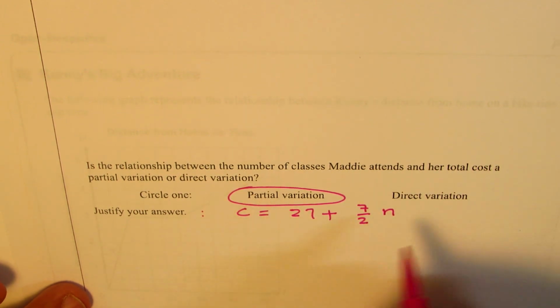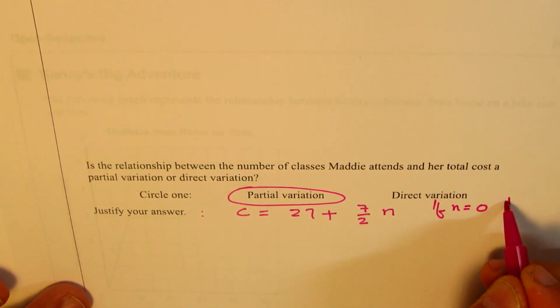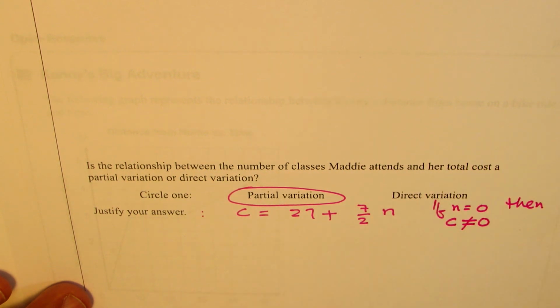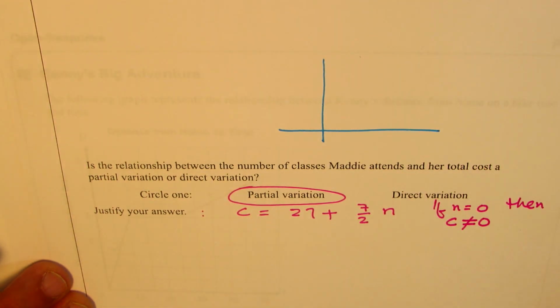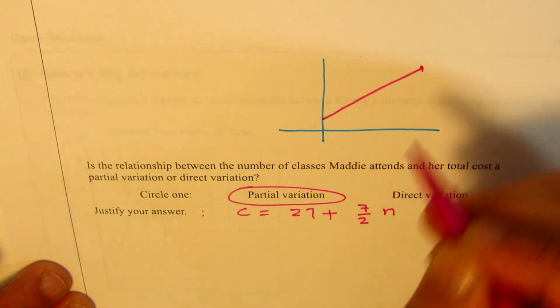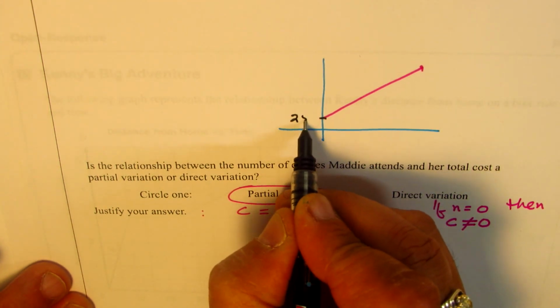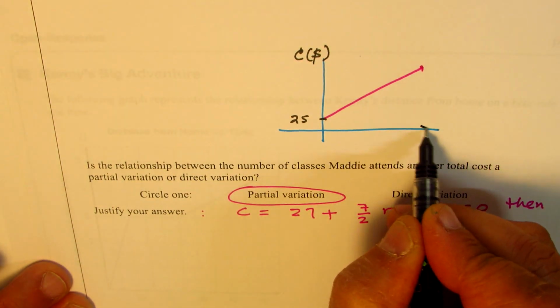So it is partial because if n equals 0, then C is not equal to 0, right? So C should be 0 for direct variation. Since it is not equal to 0, it is partial variation, right? So if you sketch this graph, your graph will be kind of like this, where the y-intercept is going to be $25, right? The cost in dollars.